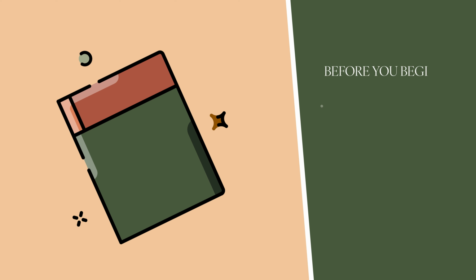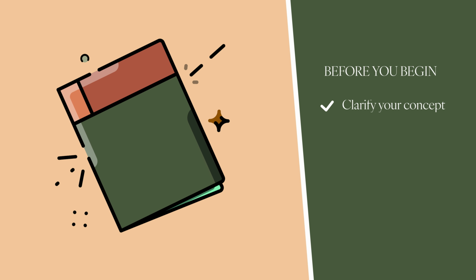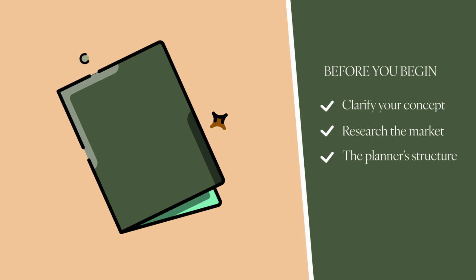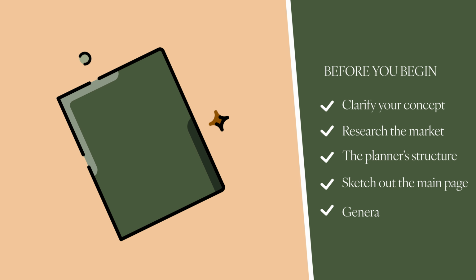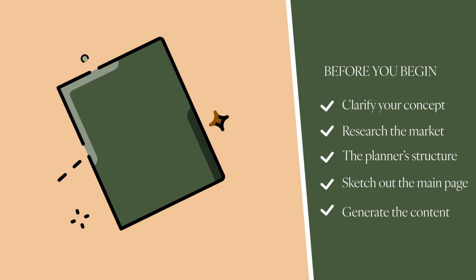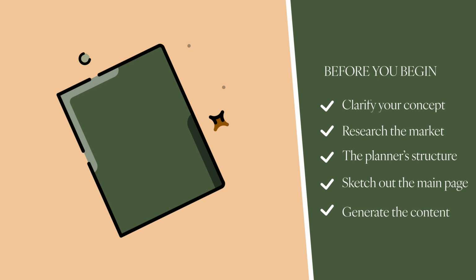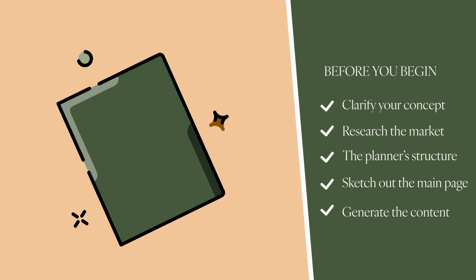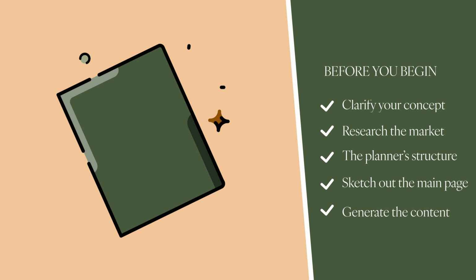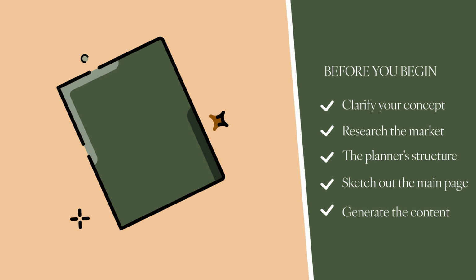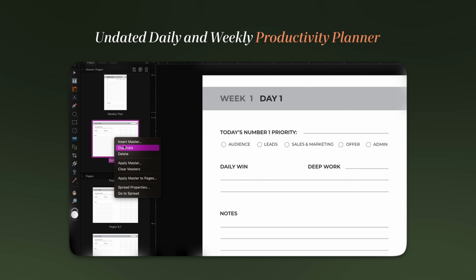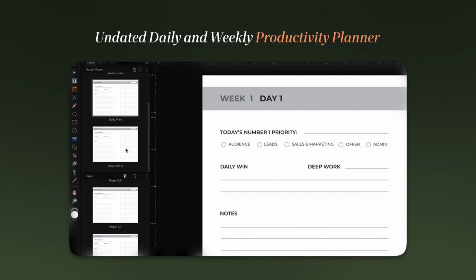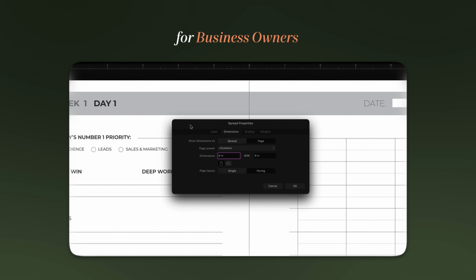Now, before you begin, you want to make sure that you've clarified your concept, you've done some market research, you've outlined the planner structure, you've sketched out some of the main pages, and you've generated the actual content. If you want help with any of that stuff in detail, then check out Create Your Dream Daily Planner from Scratch, then Sell It. That's the video I came out with last week. Then when you've got that stuff, come on back to this video. The planner that I'm working on right here is an undated daily and weekly productivity planner specifically for business owners. Once you've collected all of those things, then you're ready to set up your document.